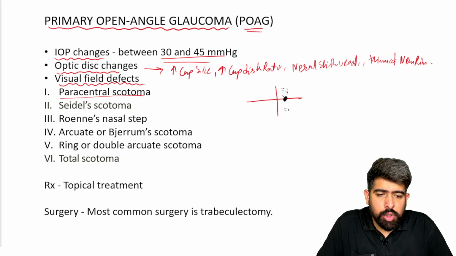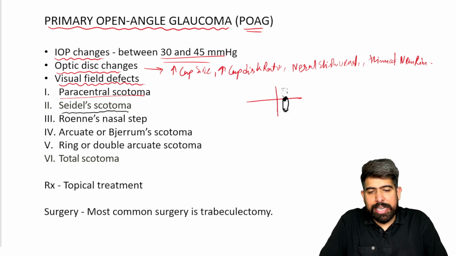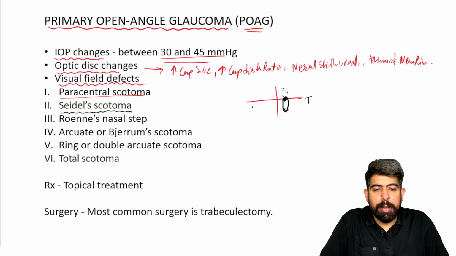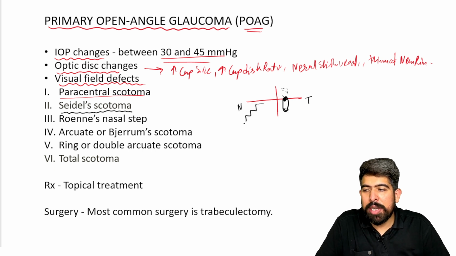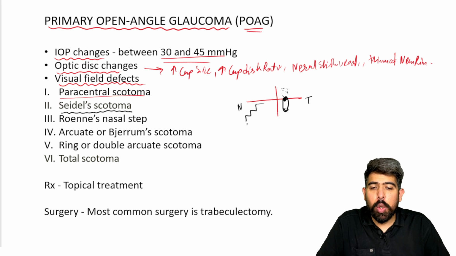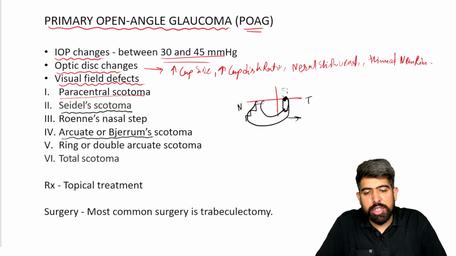When the paracentral scotoma joins with your blind spot, it is known as the saddle scotoma, seen on the temporal side. On the nasal side, the patient feels a step-like structure, known as Ronne's nasal step. When the saddle scotoma and the nasal step join together, it is known as the arcuate scotoma, or Bjerrum scotoma.